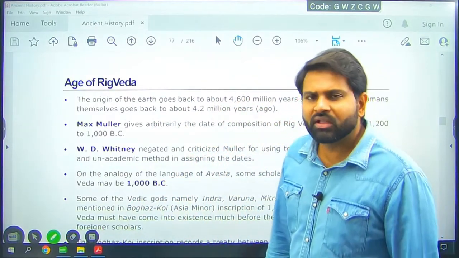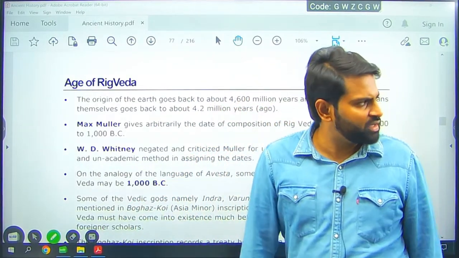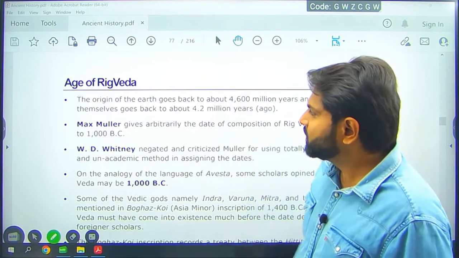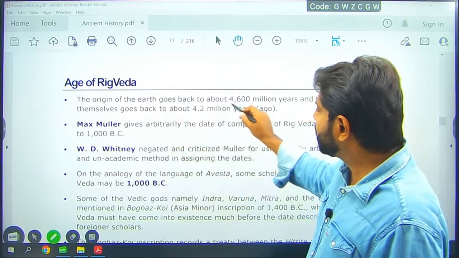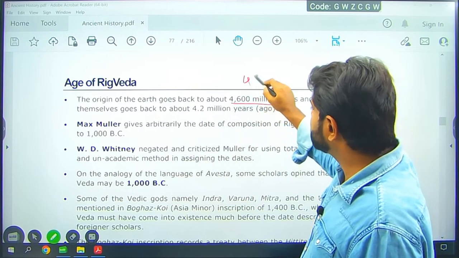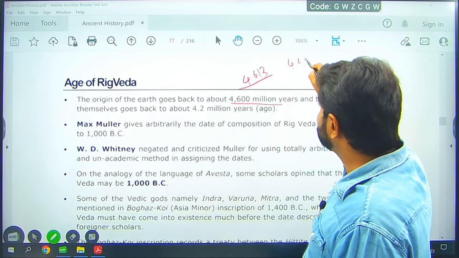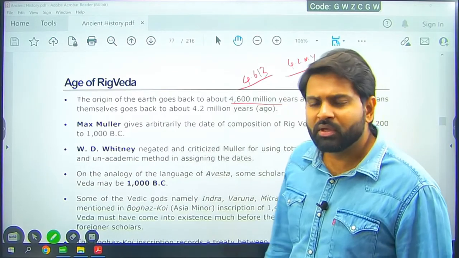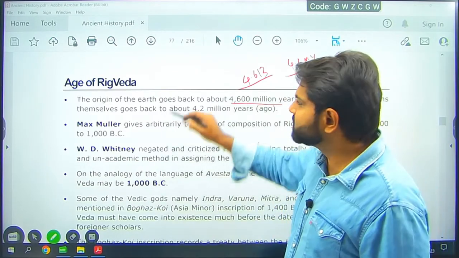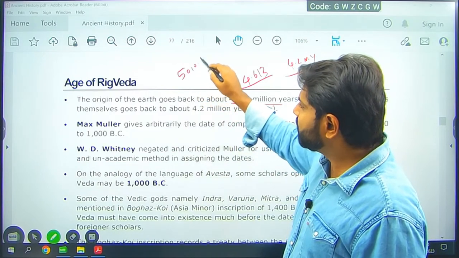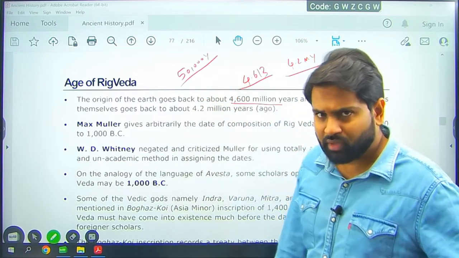So regarding the age of Rig Veda, if you try to understand the history, the origin of the earth goes back to 4.6 billion years. We spoke about it in the first class. The origin of humans themselves is 4.2 million years. And I said the human beings now, Homo sapiens, this kind of human being evolved 50,000 years ago.